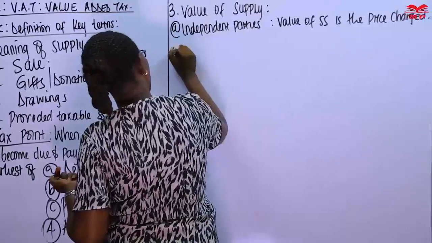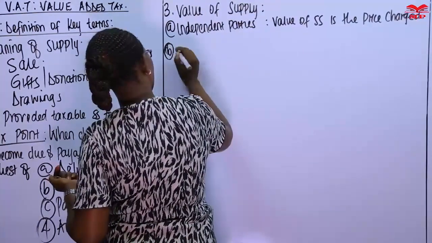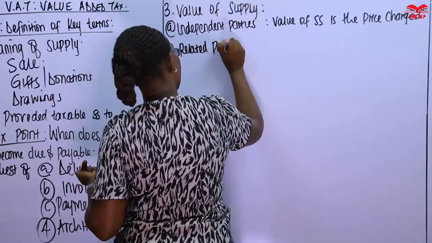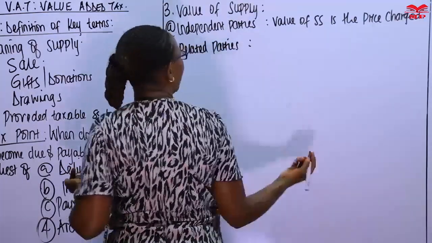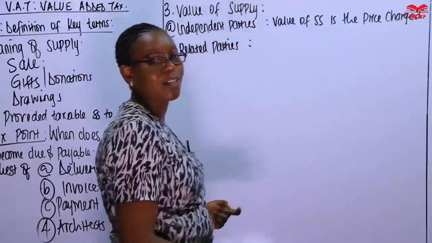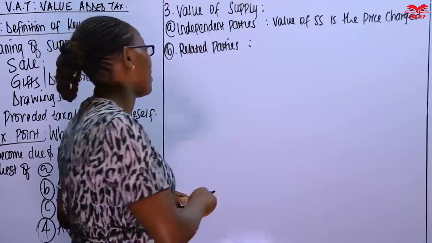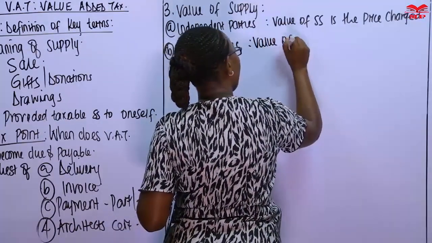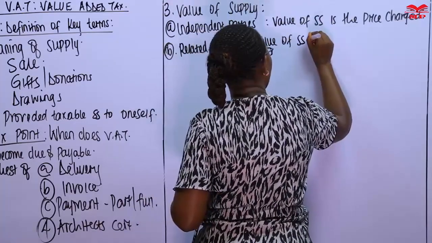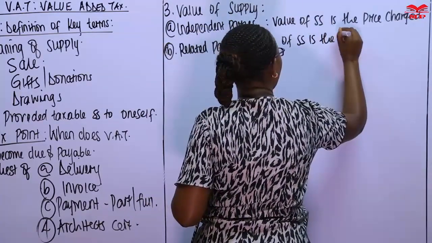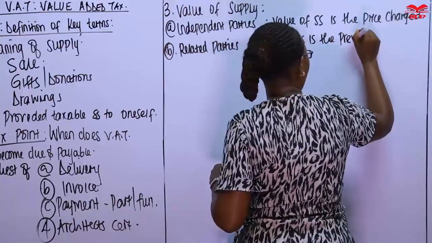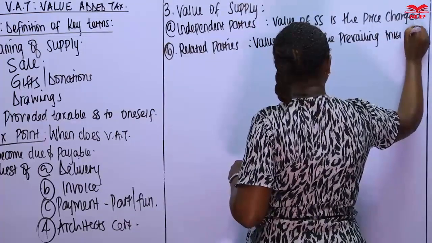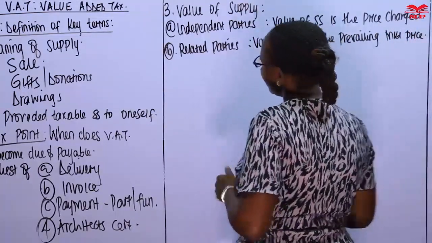If the parties are related, and you said in related party transactions, most likely there's going to be a compromise on the market price, we're going to apply the value of supply. The value of supply is the prevailing market price. That is the first case.